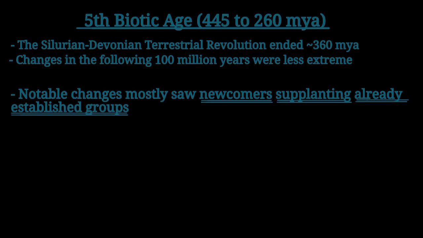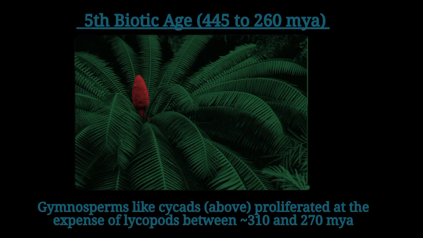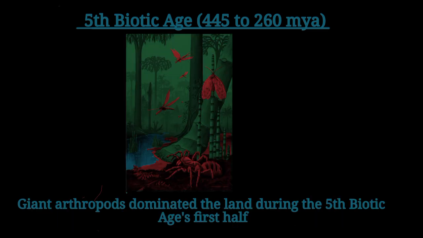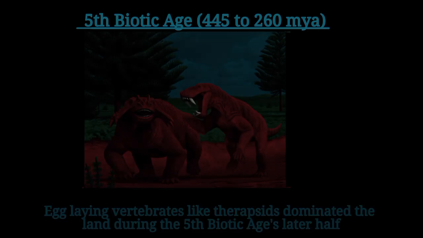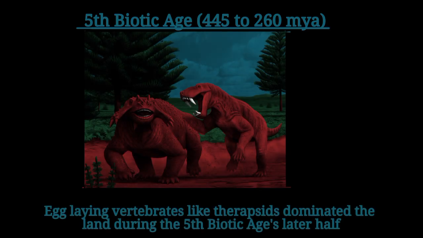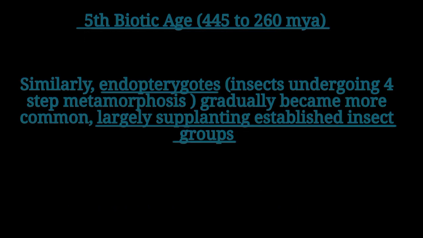One such change seems to have caused another. It was the sharp increase of early conifers and cycads, which came at the expense of lycopods. The resulting decrease in oxygen caused the disappearance of the giant arthropods, which occupied most niches. Egg-laying vertebrates evolved in their place, and they quickly came to dominate the land. A similar process occurred with endopterygote insects, insects undergoing four-step metamorphosis.